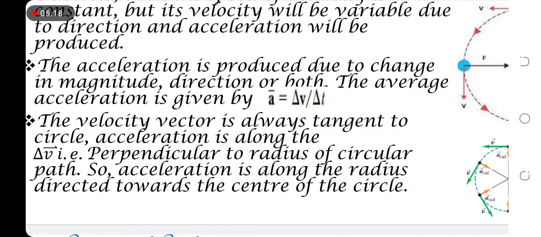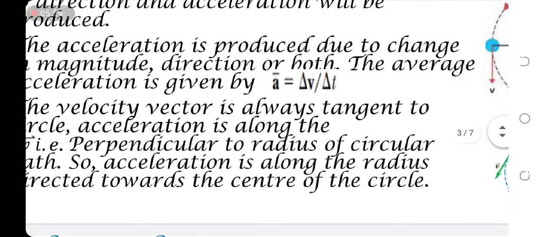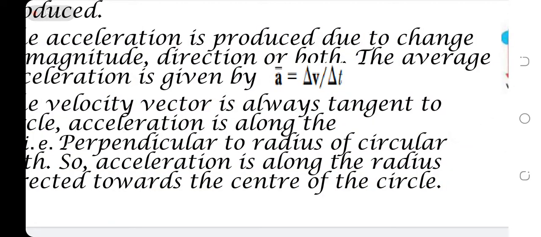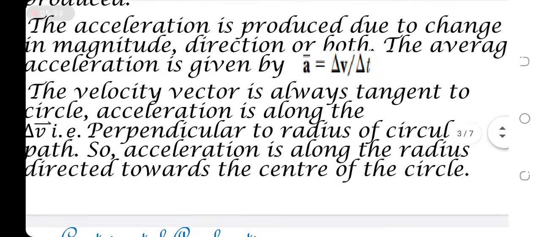The velocity vector is always tangent to the circle. Acceleration is along delta v, that is perpendicular to the tangent, along the radius of the circular path. So acceleration is along the radius directed towards the center of the circle.